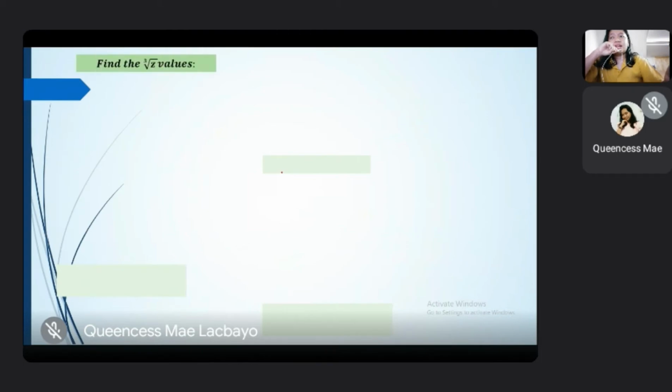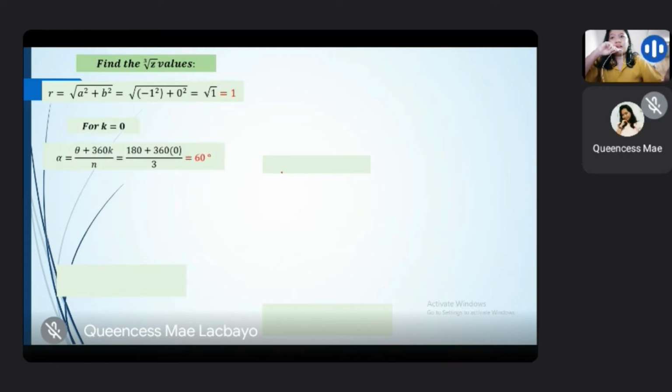So now, find the cube root of z values, which is the -1. So for the r, since we already got it earlier, I just put it back. So k is equal to 0, and then we get the alpha values. For k equal to 0, our alpha is 60 degrees. Then this is the formula for our nth root, which I presented earlier from De Moivre's theorem. So the cube root of z is equal to the cube root of r, bracket cosine alpha plus i sine alpha. Then let's just substitute the values from the formula.